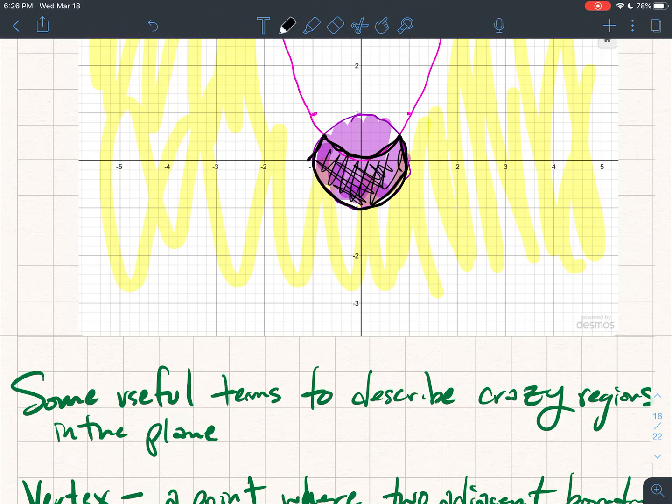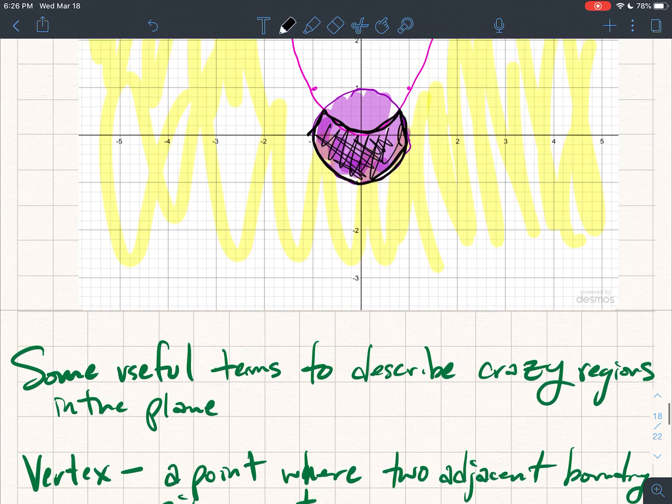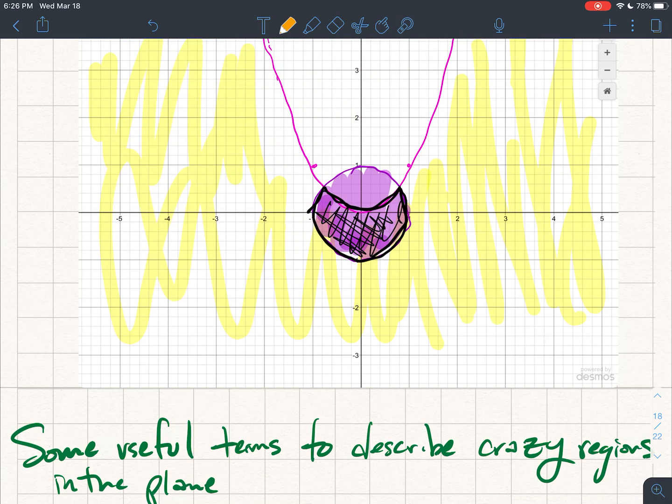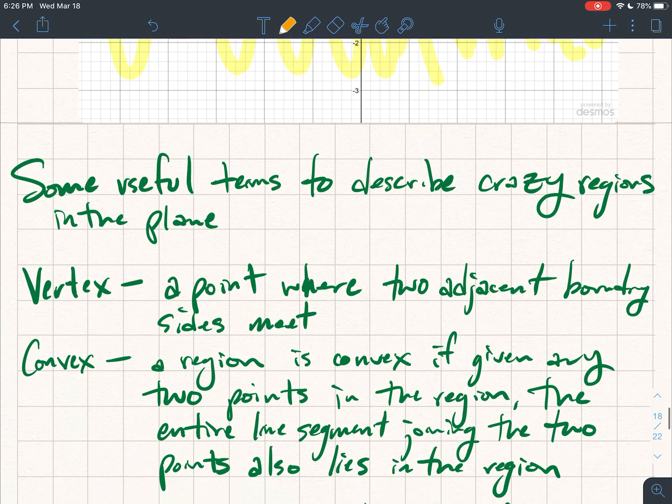There's some useful terms to describe these crazy regions we get when we graph inequalities. A vertex is a point where two adjacent boundary sides meet. So, for example, this point right here, where the boundaries meet, that's going to be a vertex. That guy's a vertex.